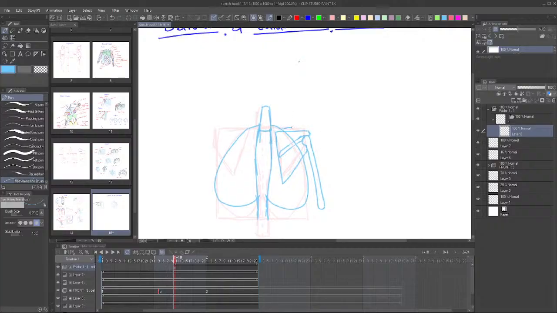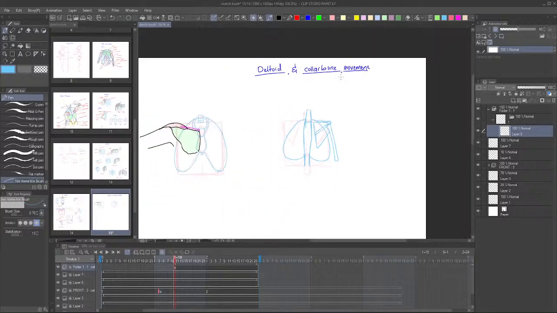So on top here is where we'll have our clavicle.